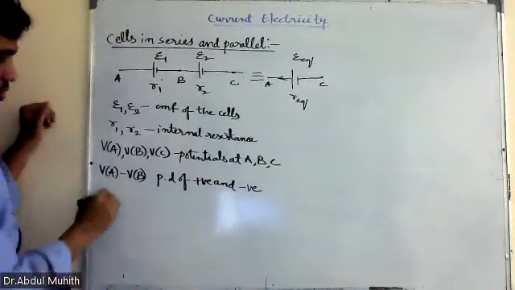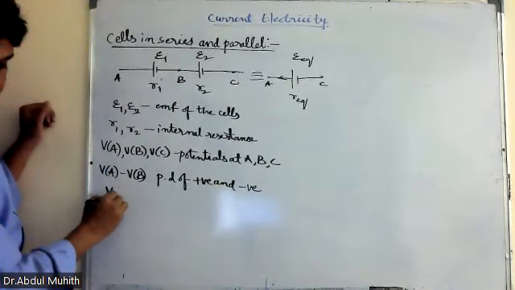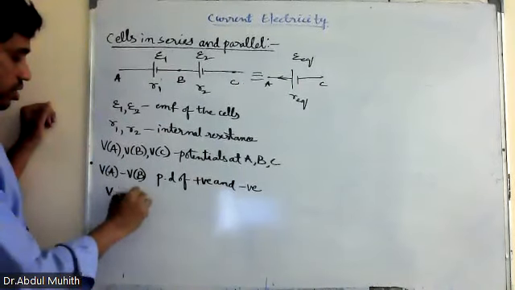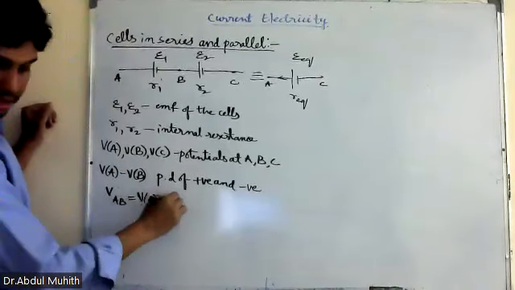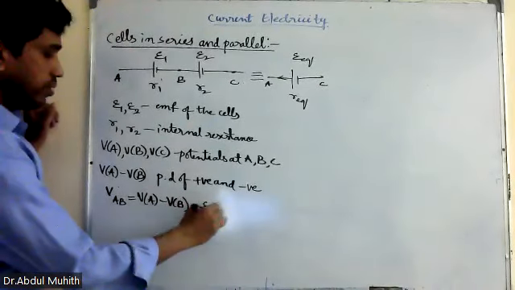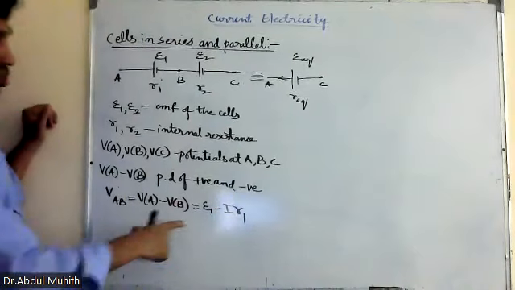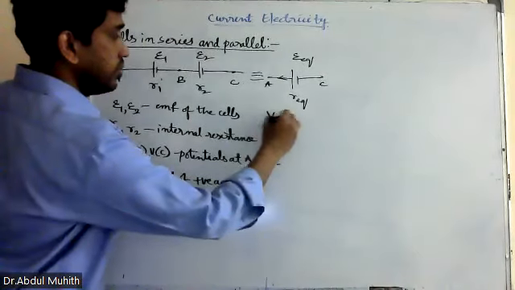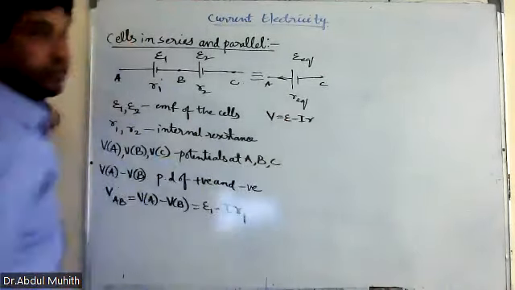Okay, what is that now? So VAB is equal to what? V of A minus V of B. Okay, that is equal to what? E1 minus IR1 for the first cell. We know the formula, right? I wrote just all the formulas. V is equal to E minus IR. Okay, this is the formula.